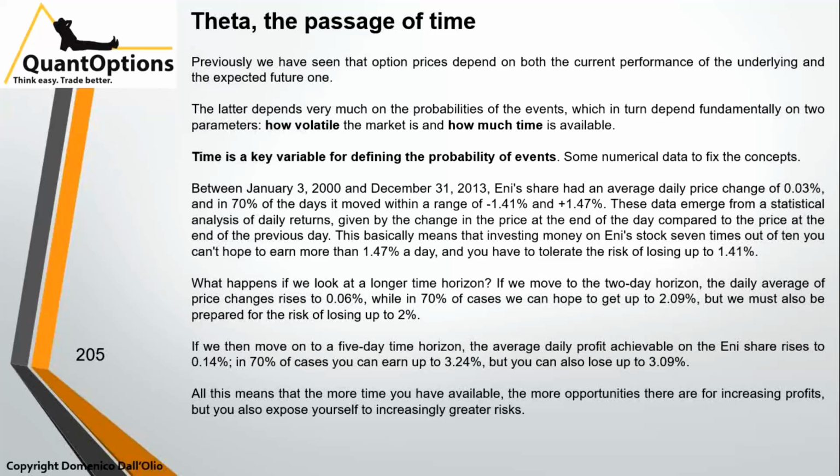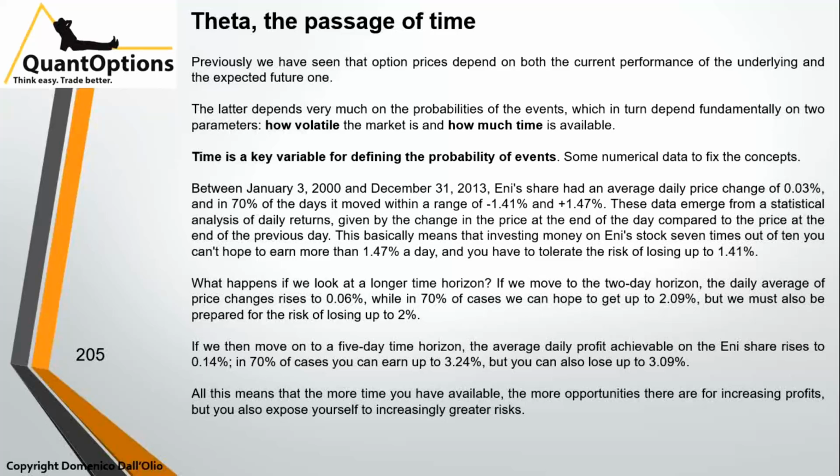This basically means that investing money on any stock, 7 times out of 10, you can't hope to earn more than 1.47% a day, and you have to be prepared to suffer a loss of up to minus 1.41%. What happens if we look at a longer time horizon? If we move to the 2-day horizon, the daily average of the price changes rises to 0.06%, while in 70% of cases we can hope to get up to 2.09%, but we must also be prepared for the risk of losing up to 2%.